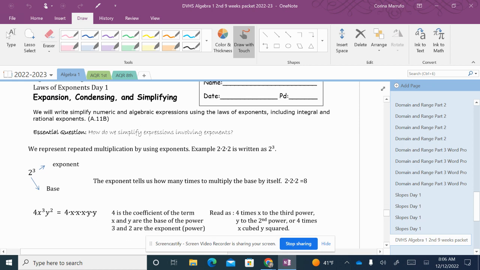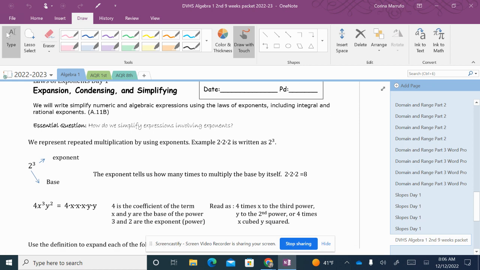Make sure you guys copy this into your notebook. I will be grading your notebooks. So here it is. We're doing expansion and condensation. Condensing, I'm sorry. And we're gonna simplify. So we have exponents. We have our exponent rules.